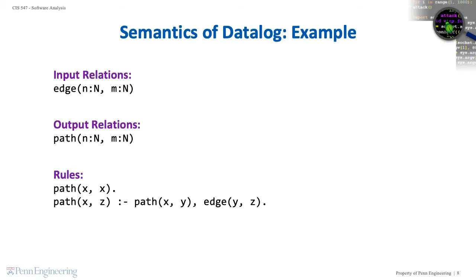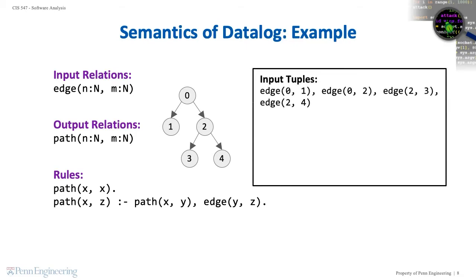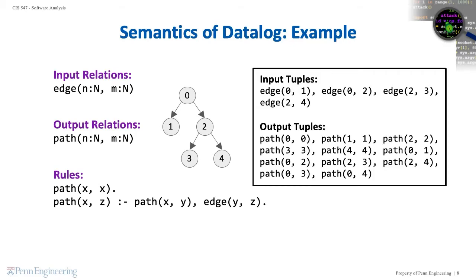Let's look at a run of this Datalog program on an example input. Suppose the input is the following directed graph, encoded by the following edge relation, which contains 4 tuples: 0, 1; 0, 2; 2, 3; and 2, 4. The output of this Datalog program on this input is as follows.